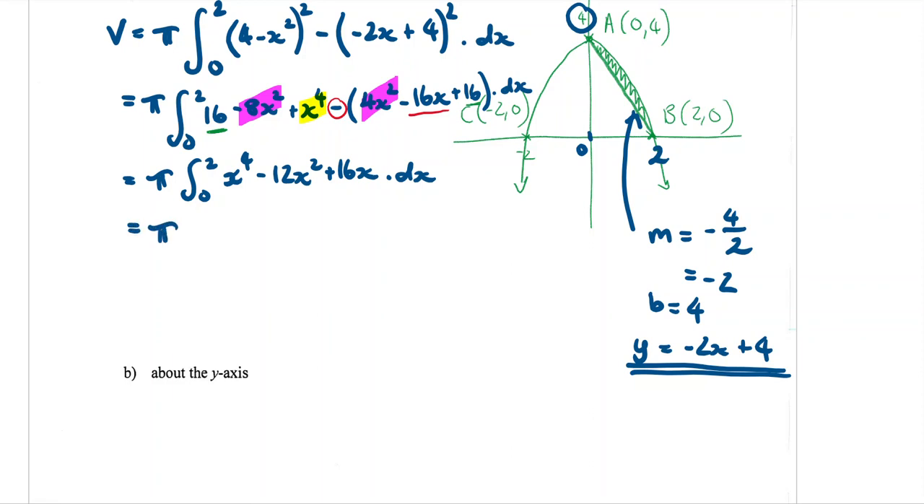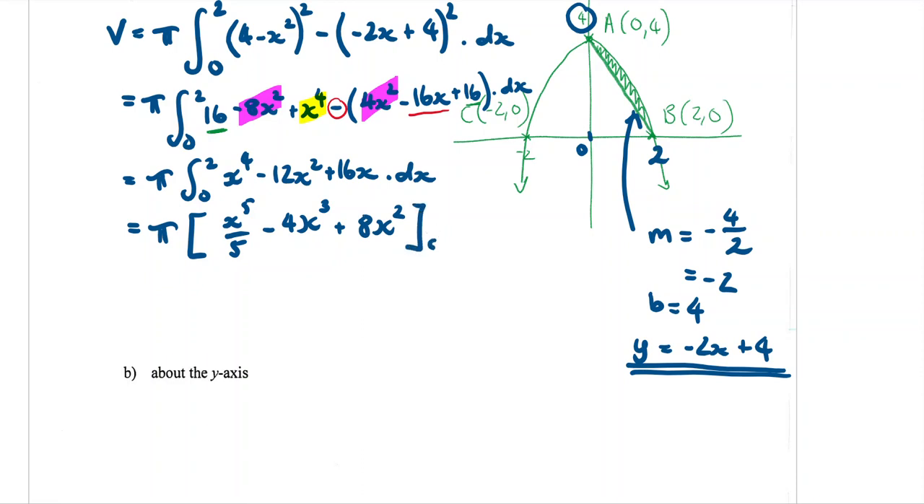Now we want to integrate. Leave the pi at the front. Square bracket. Add 1 to the power, divide by the power. Minus the 12, the x squared will become x cubed, divided by 3, but the 12 and the 3 would actually cancel out, and again I'm trying to save room here, they would cancel out just to become a 4x cubed. The 16x would be 16x squared over 2, but the 16 over 2 would just become an 8.